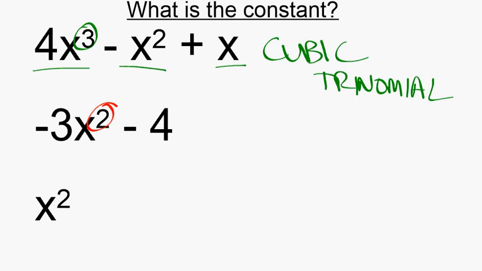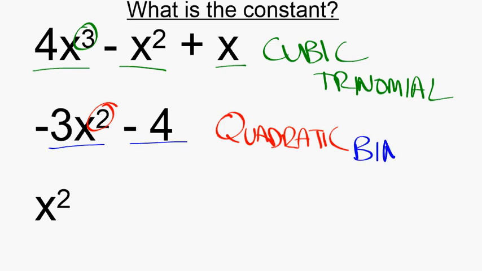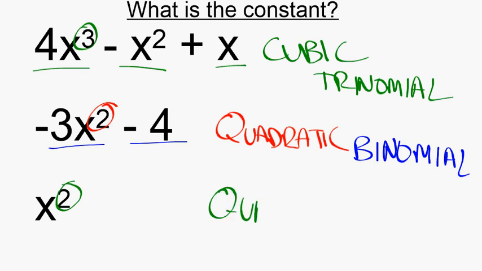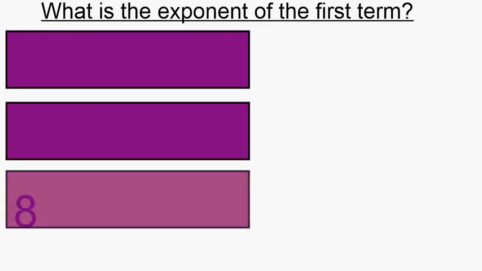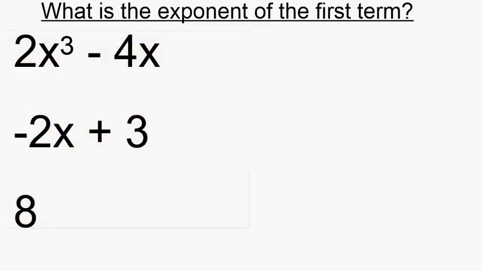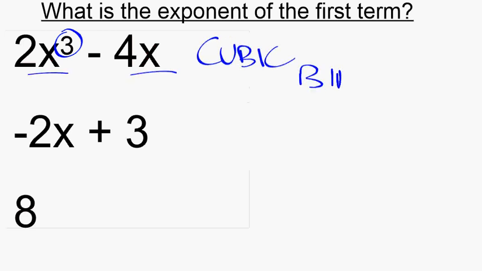The next example has the largest exponent of 2, which means it is a quadratic. And since there are 2 terms, it is a binomial. The last example's largest exponent is 2, so this is also a quadratic. But since there is just a single term, x squared, it's a quadratic monomial. Next, we have largest exponent of 3, which means this is cubic. And since we have 2 terms, it is a binomial.